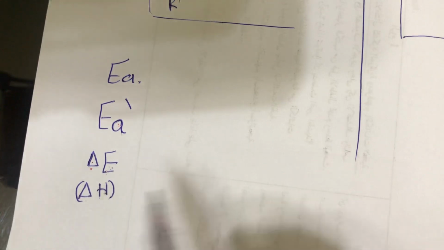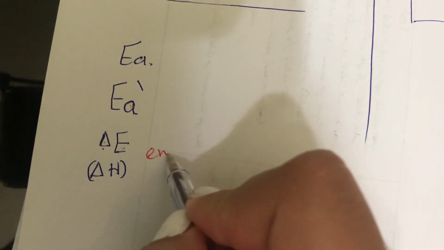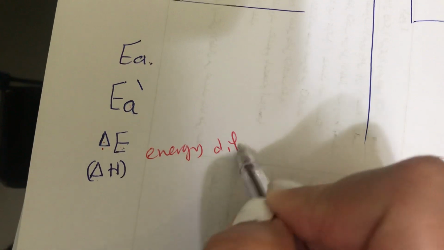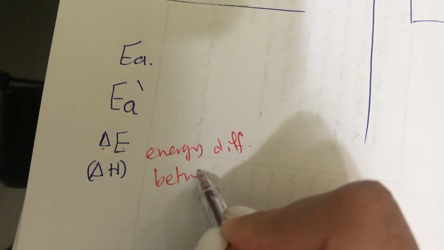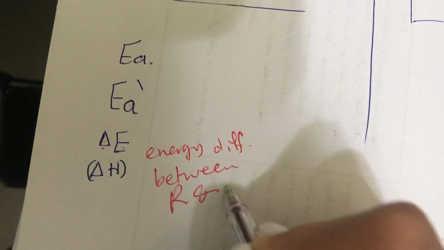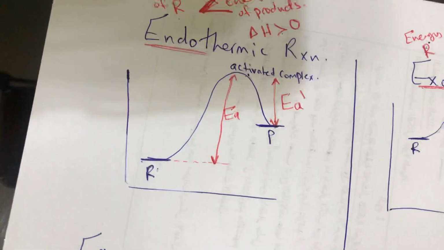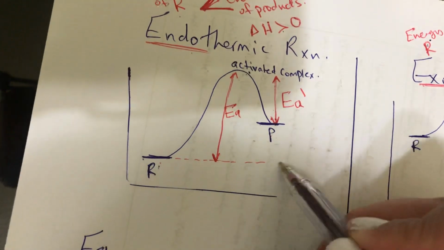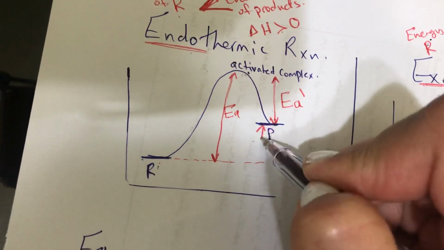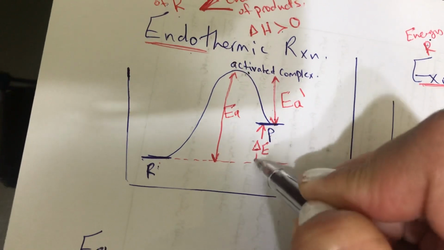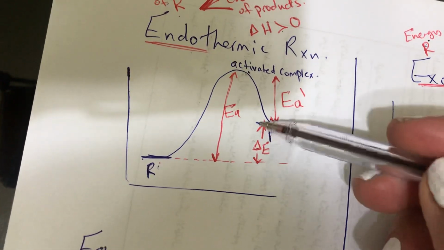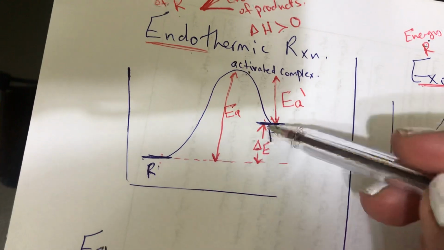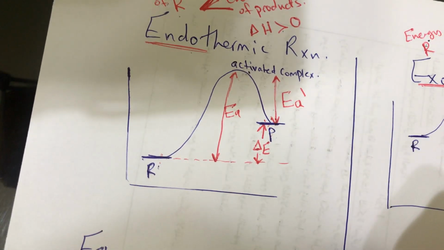Now what about delta E? Difference in energy, or delta H. It's the energy difference between reactant and product. So what is the energy difference between reactants and product? This is delta E, the energy difference between reactant and product.